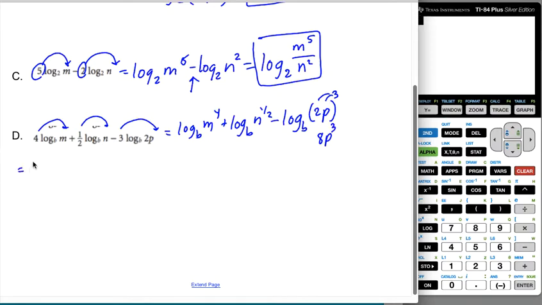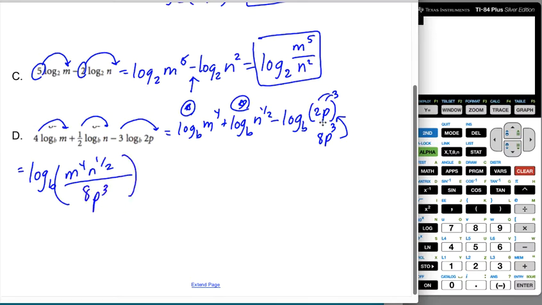So now I have that this is the log base b, so I'm just going to put an arrow there. Anybody with a plus goes on the top, so these two have plus signs in the front, right? So they're going to go on the top. So I'm going to get an m to the 4th, n to the 1/2. And in the denominator, I'm either going to leave it as a 2p quantity cubed or make it an 8p cubed, right? Either of those are fine.